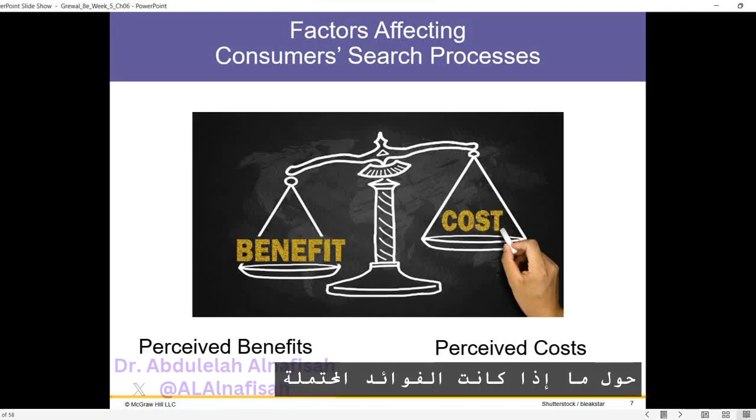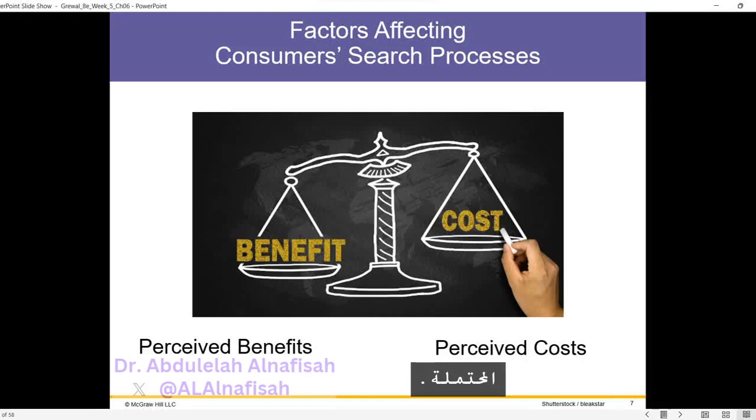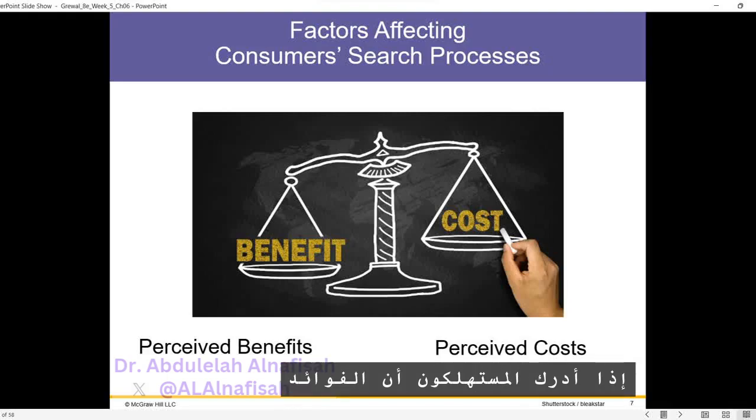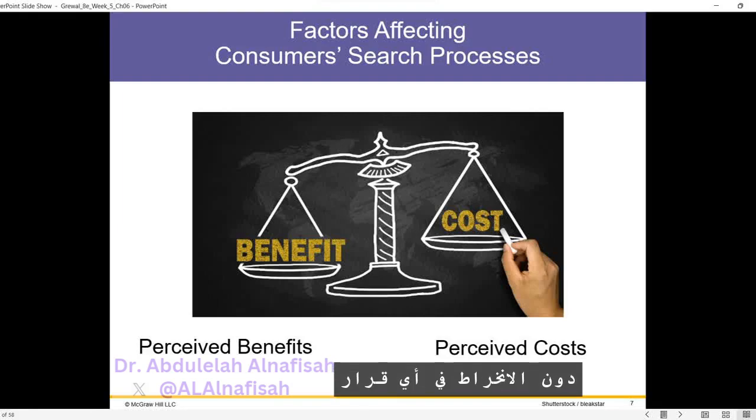Consumers make a judgment about whether the potential benefits they can gain from conducting an information search outweigh the costs associated with the search, such as time, effort, and potential expenses. If consumers perceive that the potential benefits of finding additional information are high, they are more likely to invest time and effort in conducting a thorough search. On the other hand, if the perceived benefits are low, or if the costs of the search outweigh the expected benefits, consumers may choose to rely on limited information or make a decision without engaging in an extensive search.